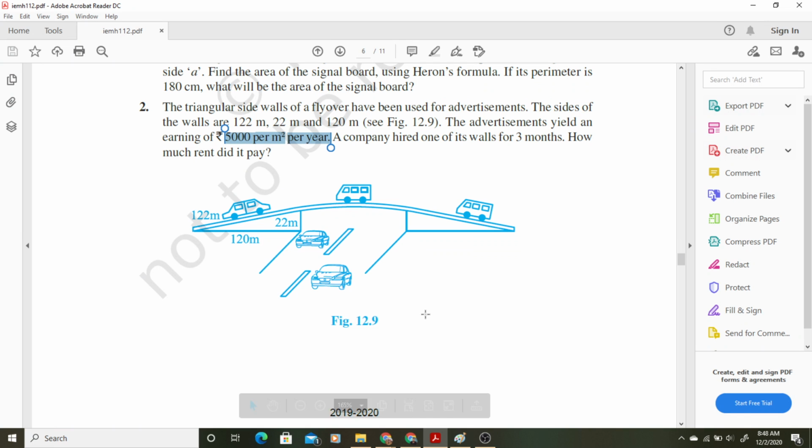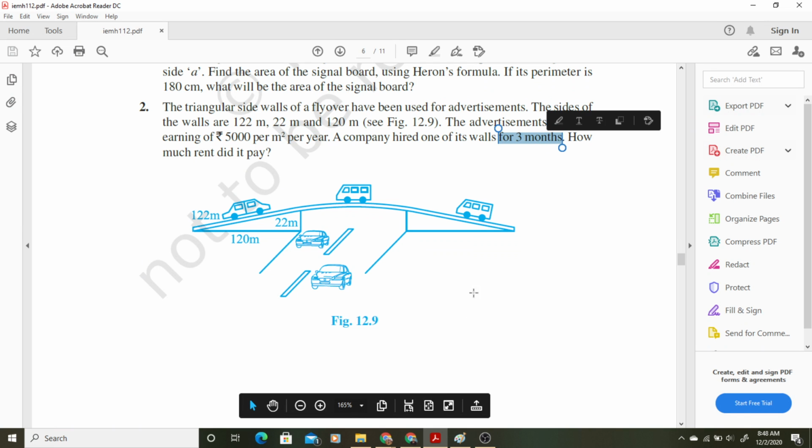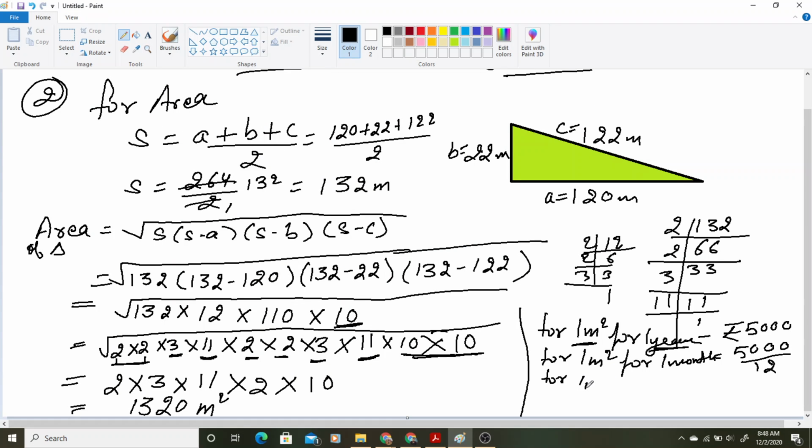Just see the question. They are hiring for 3 months. Okay, so that means if I write for 1 meter square for 3 months, it will be 5000 divided by 12 multiplied by 3. So it will be 3 4 जा 12, then 4 से इसको cancel करेंगे, 4 1 जा 4, 4 2 जा 1250, we are getting rupees 1250.